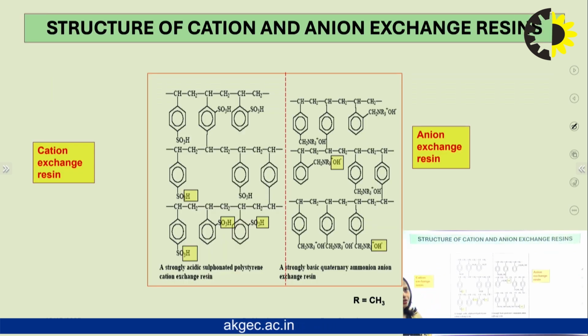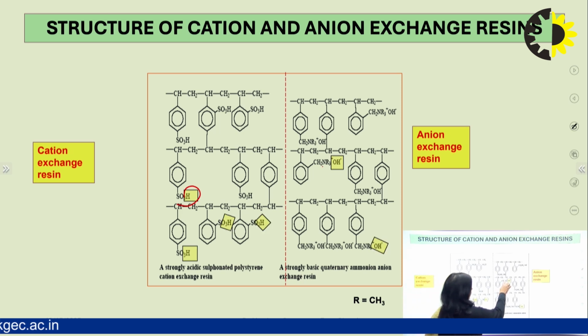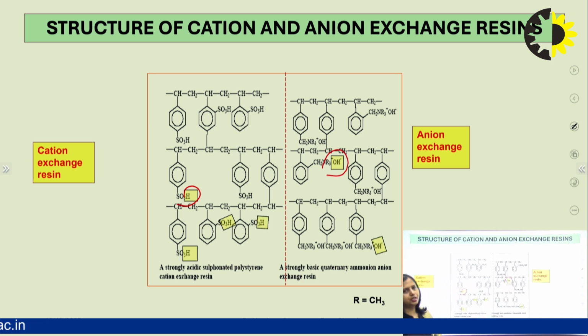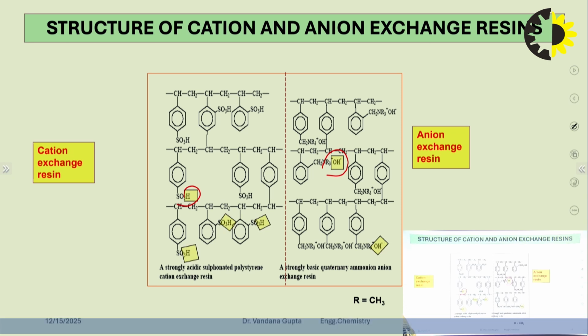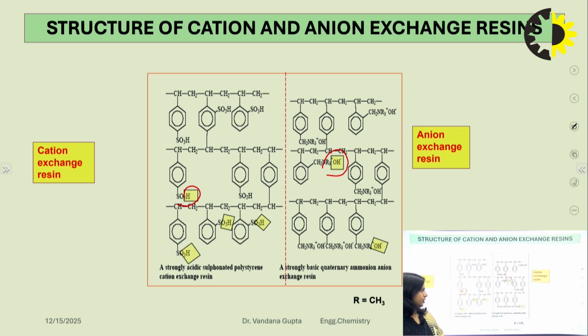This is the structure of cation exchange resin and anion exchange resin. We can see easily that cation exchange resins can replace H+ ions with the hardness producing cations, as well as anion exchange resins can exchange their OH- ions with the hardness producing anions in water, so that hardness can be removed. So the first column removes cations from the water and the second column removes anions from the water.